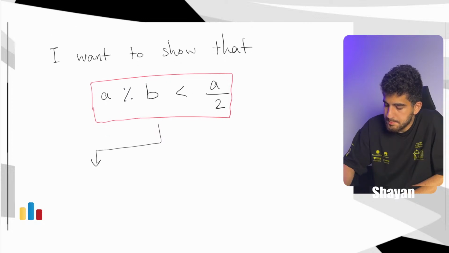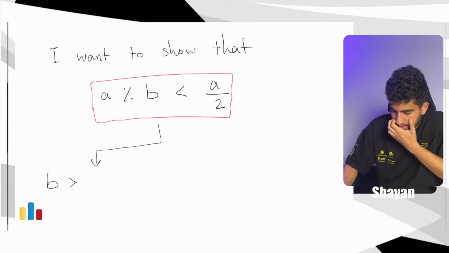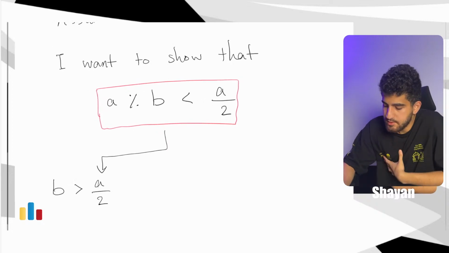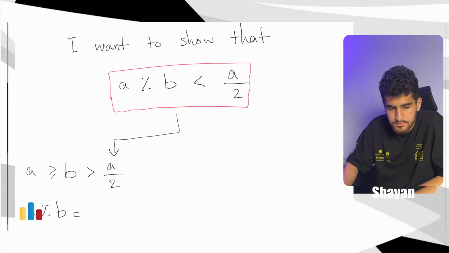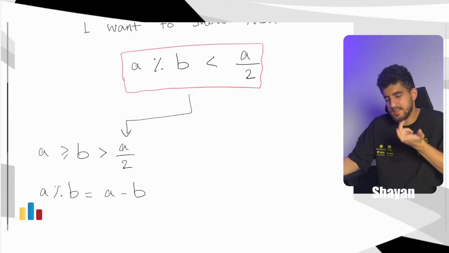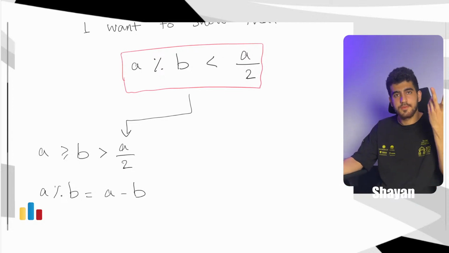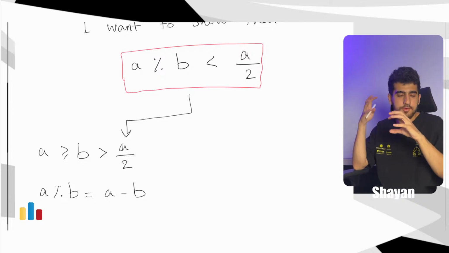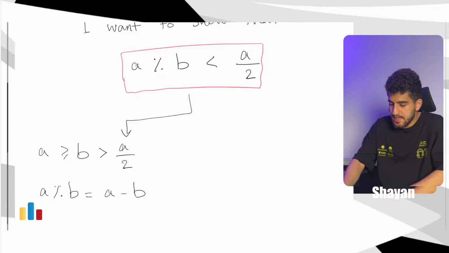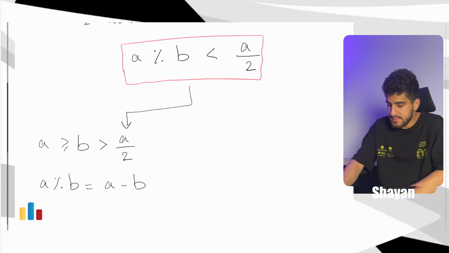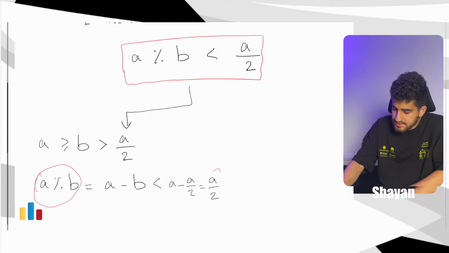Either B is greater than A half. If B is greater than A half, and we know that B is less than or equal to A, we can say that A modulo B is equal to A minus B. If B is greater than A half, A modulo B will be A minus B, because you can only take out one B from A. You cannot take two B's, because 2 times B is going to be greater than A. So A modulo B is going to be A minus B, and because B is greater than A half, it's going to be less than A minus A half, which is A half. So in this case, A modulo B will be less than A half.